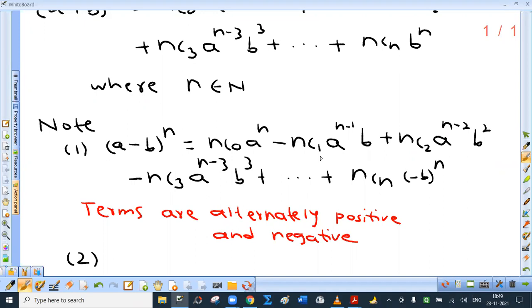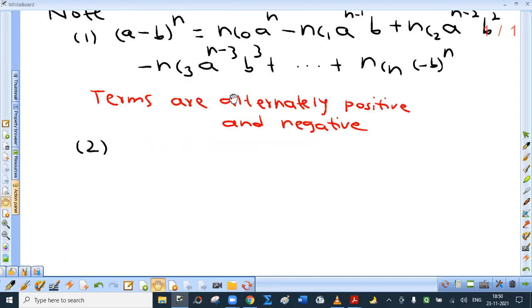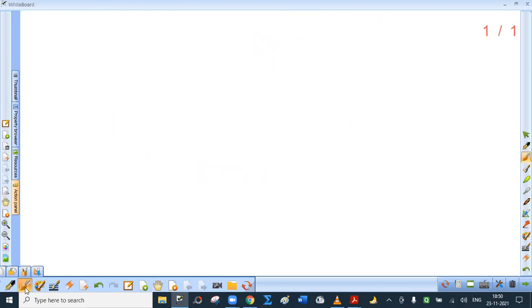Next point. Binomial coefficients repeat. Now what are binomial coefficients? nC0, nC1, up to nCn. They are binomial coefficients. Write down: binomial coefficients repeat in the reverse order.